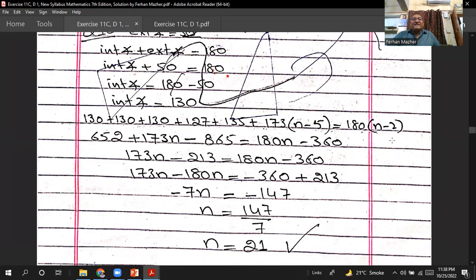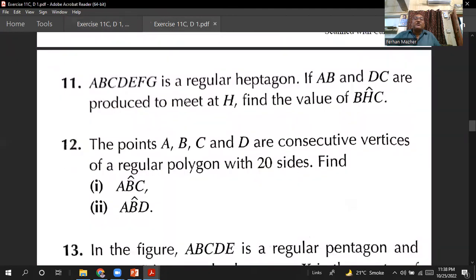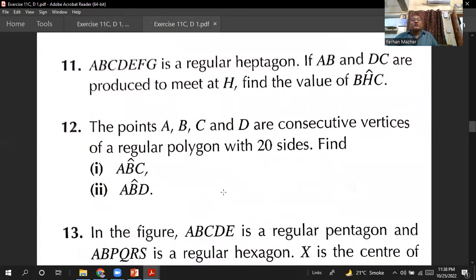So hopefully you understand how you will do question number 10, and we are going to the next question, question number 11. It says A, B, C, D, E, F, G is a regular heptagon. Heptagon means there are 7 sides. If AB and DC are produced to meet at H, find the value of the angle BHC.